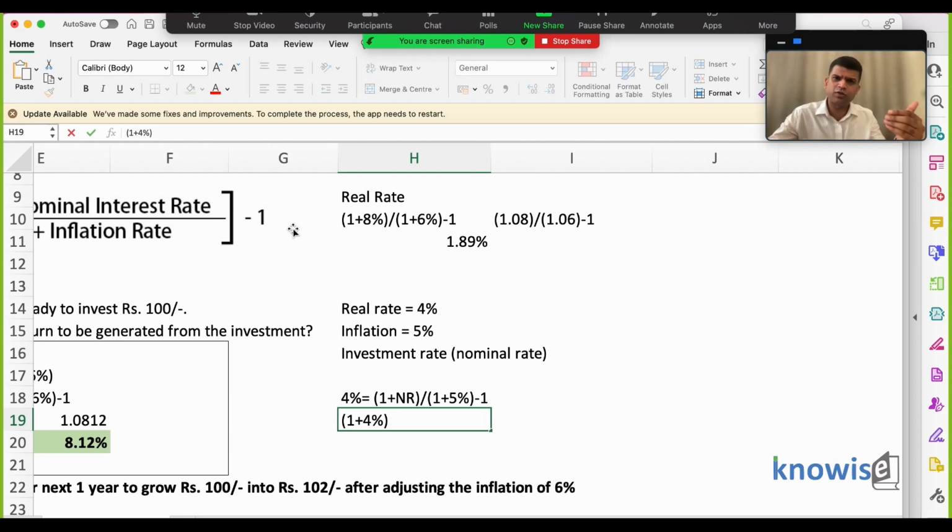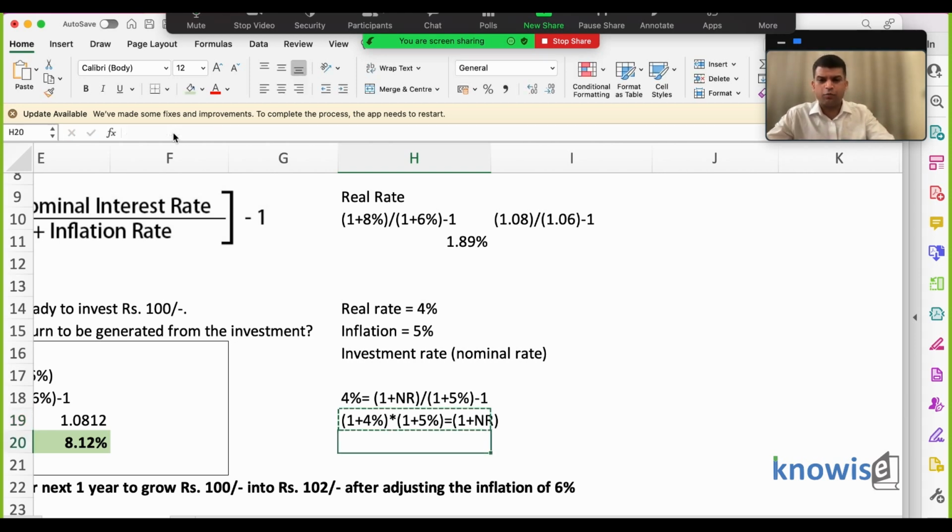So all you need to do is transfer it to the opposite side. When you transfer a denominator to the other side, it becomes multiplication. So that means 1 plus 5%. And what is left is 1 plus nominal rate. Now, I just need to know the nominal rate. So you transfer the 1 plus to the opposite side, and again it becomes 1 minus. So I would write the equation this way.